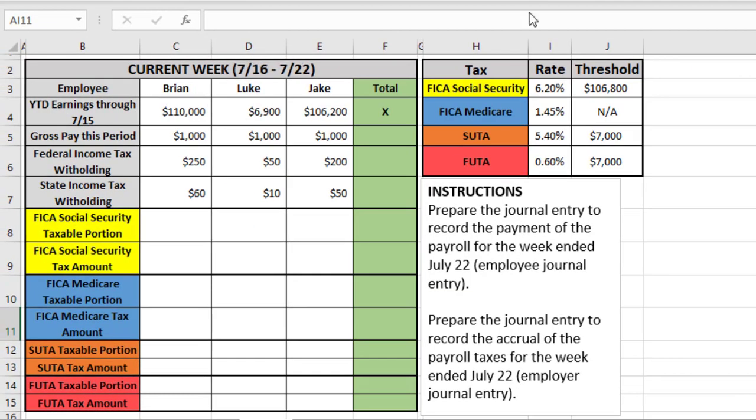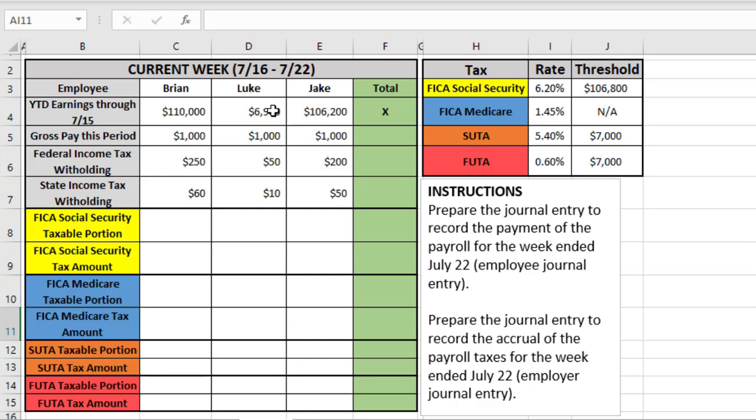So the instructions say, prepare the journal entry to record the payment of the payroll for the week ended July 22nd. And this is the journal entry for the employee's deductions. And we also have to prepare the journal entry to record the accrual of the payroll taxes for the week ended July 22nd. And this is for the employer side. So before we can do the journal entries, we're going to have to do some calculations, which we're going to do in this chart here.